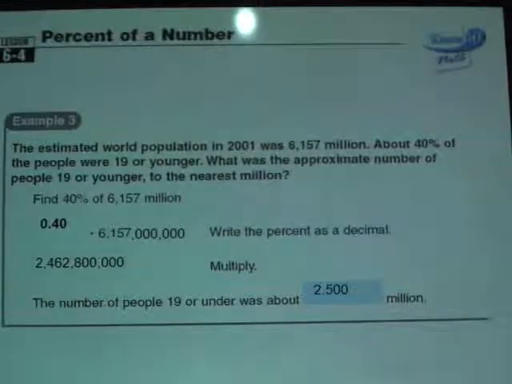All right, go ahead and take a look at number 3. It says the estimated world population in 2001 was 6,157 million. About 40% of the people were 19 or younger. What was the approximate number of people 19 or younger to the nearest million?